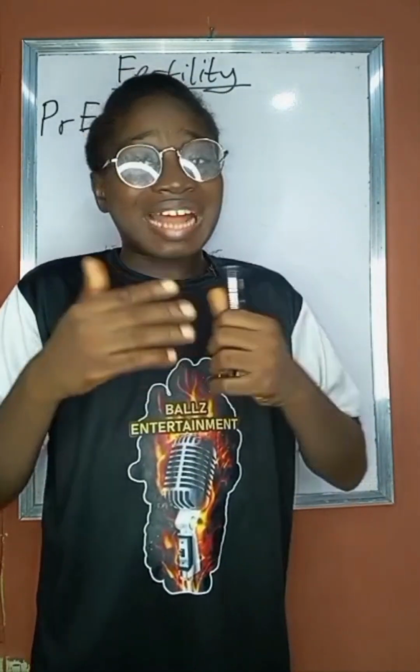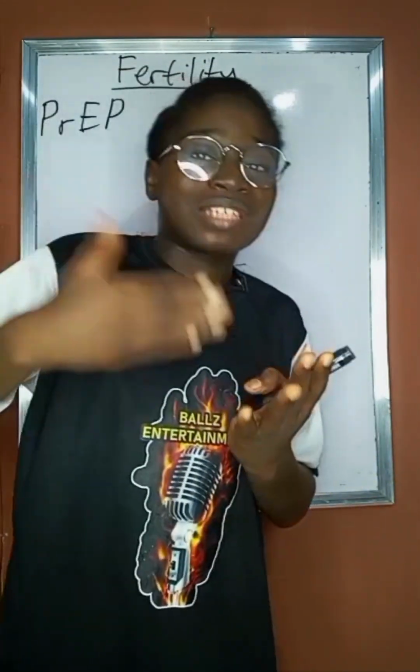AIDS is acquired immune deficiency syndrome, and this cannot be cured as well. It can only be slowed down by antiretroviral drugs as well. But AIDS is the aftermath of HIV. That is, a few months or years of having HIV comes AIDS, and AIDS is much worse. It starts killing your organs one after the other. You start losing hair and lots more.